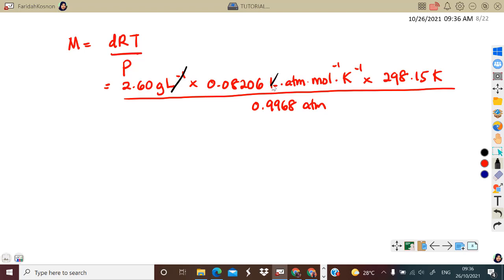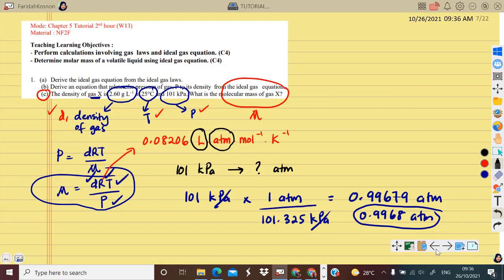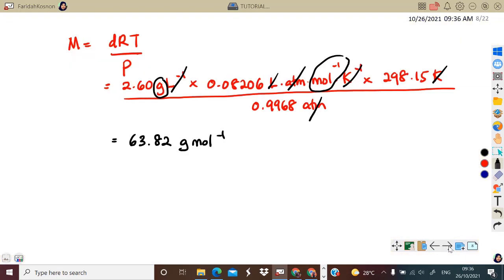So cancel unit dulu. Per liter dengan liter, ATM dengan ATM, per Kelvin and Kelvin. Jadi yang tinggal gram per mole. Gram per mole is the unit of molar mass. Jadi bila you selesaikan, you akan dapat berapa ni? Kira tekan kalkulator betul-betul. You will get around, kalau saya salah nanti betulkan lah ya. Ini saya dah tekan kalkulator juga ni. Lebih kurang 63.82 gram per mole because this is the remaining unit. So sekarang ini adalah molar mass.